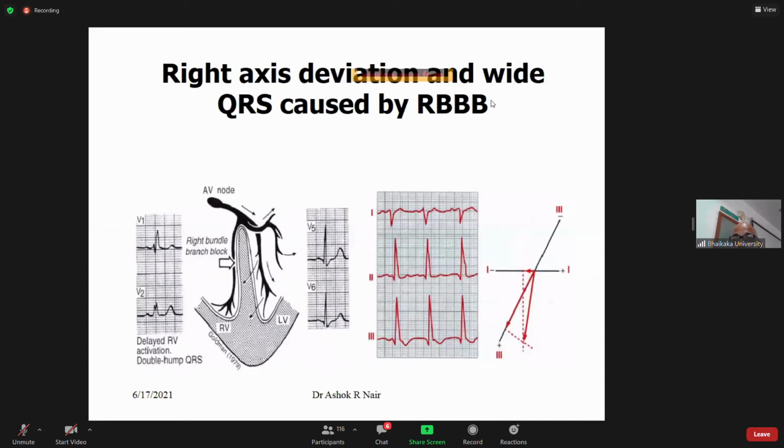If it's a normal axis, you find the net QRS amplitude and plot in lead 1 and lead AVF. AVF is 90 degrees. And you can find out what the axis is.